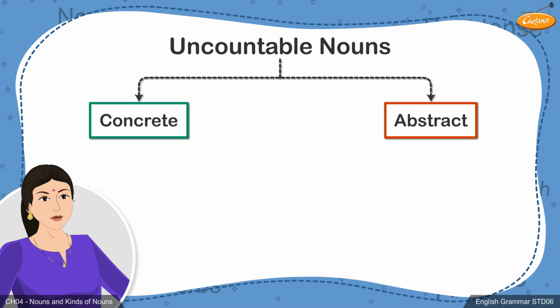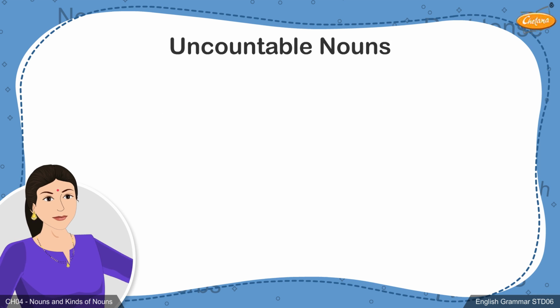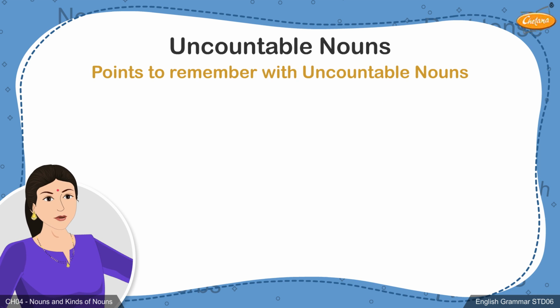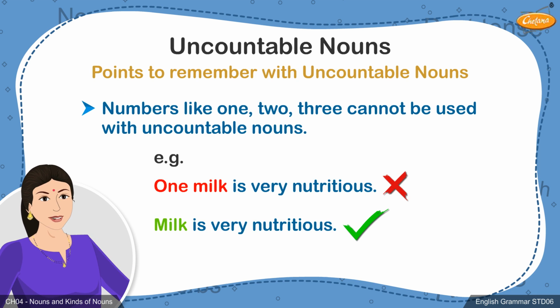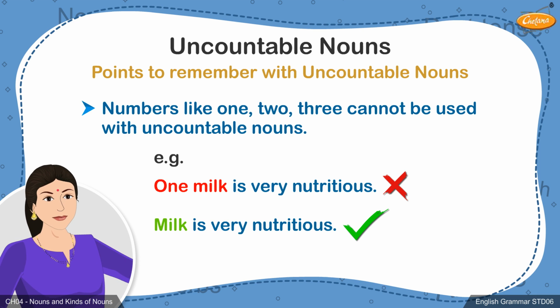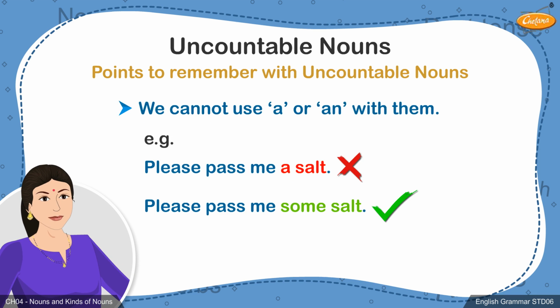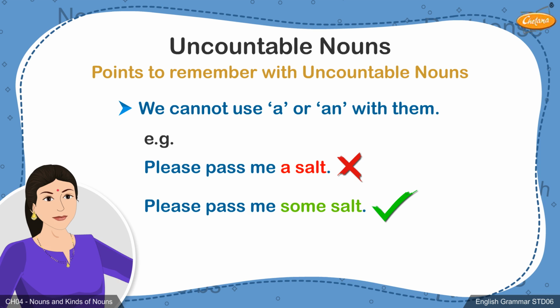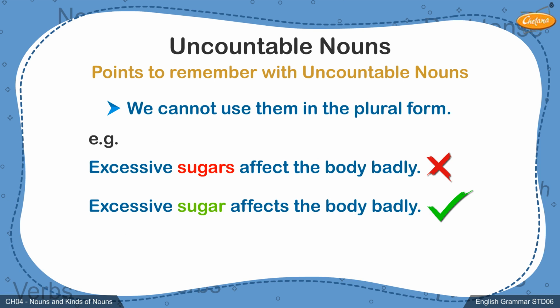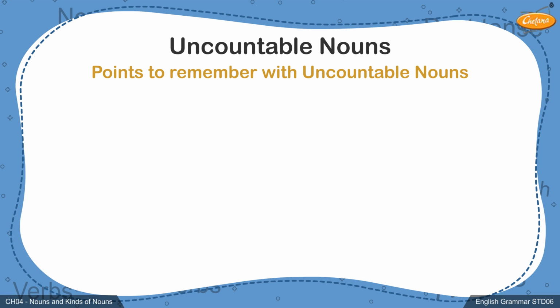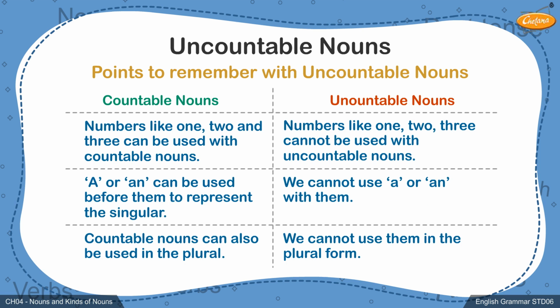Now that you have understood the concept of uncountable nouns, let's go over a few points to remember. Firstly, numbers like 1, 2, 3, etc. cannot be used before uncountable nouns. Indefinite articles like a or an cannot be used with such nouns. We cannot use uncountable nouns in the plural form. Students, you need to remember these points related to both countable and uncountable nouns. Now that you are familiar with these concepts, you can easily attempt the exercise questions in your workbook.